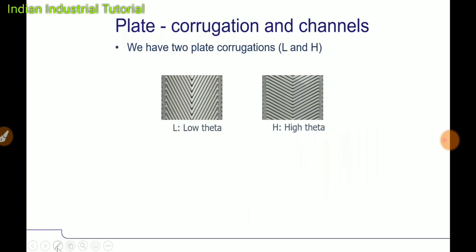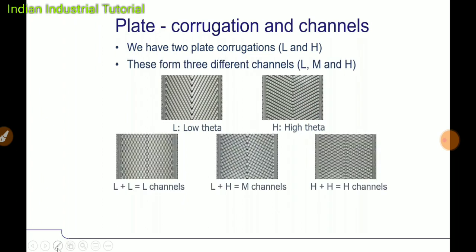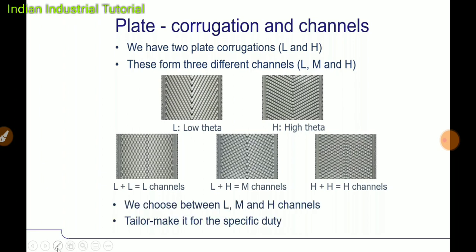You must have seen the angle between plates. There is a low angle called low theta and a high angle called high theta. Why are these two angles there? Because we are making two channels. If we mix two low theta plates, the channel will be an L channel, and if we mix a low theta and a high theta plate to make a channel, it is called a mixed theta channel, M channel. And if we use both high theta plates, this channel is called high theta.